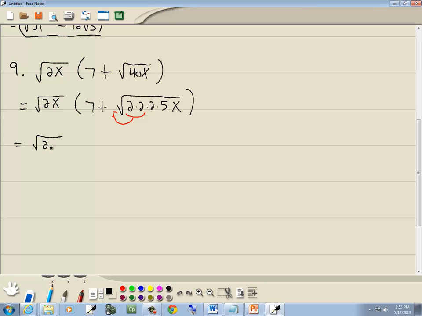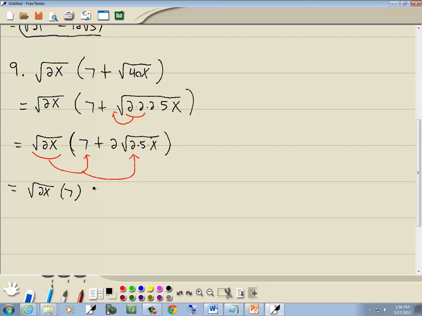So this becomes square root of 2x times 7 plus 2 square root of 2 times 5 times x. I might be tempted to go ahead and multiply those back through, but there's no need actually. Now we've got a radical in front of our parentheses, so I'm going to take this radical and multiply it times a 7, and times this radical. So I get square root of 2x times 7, and square root of 2x times 2 square root of 2 times 5 times x.